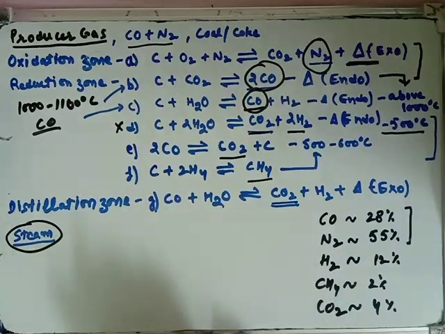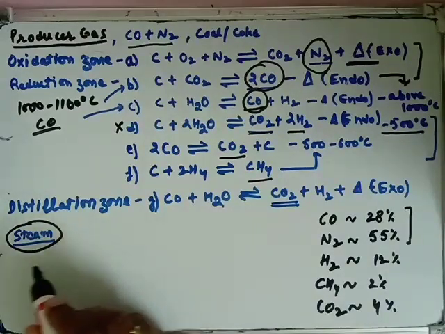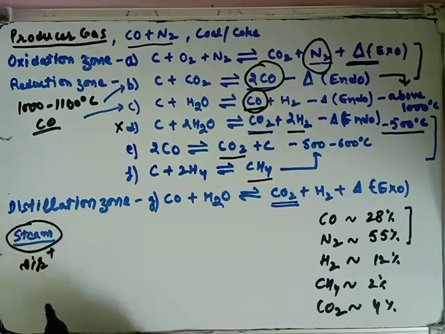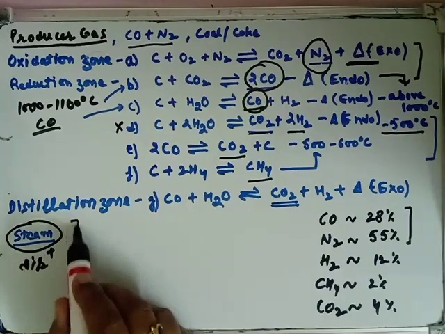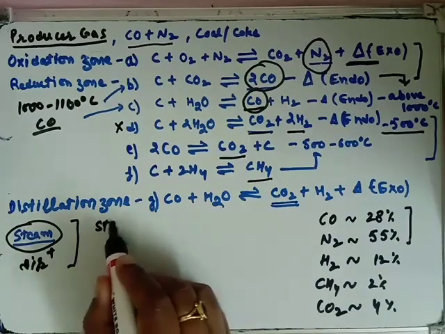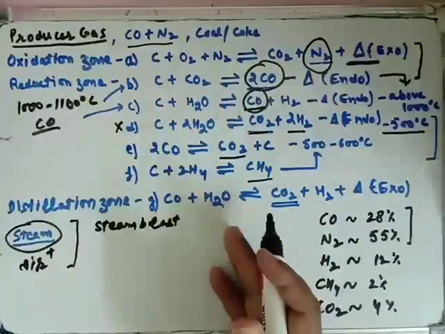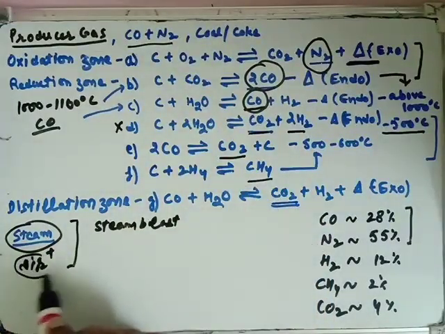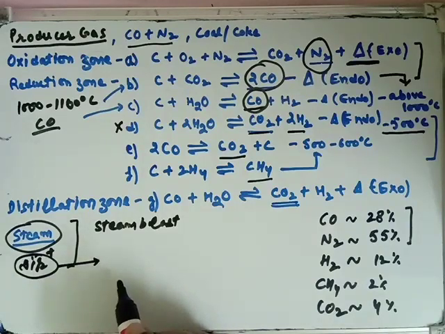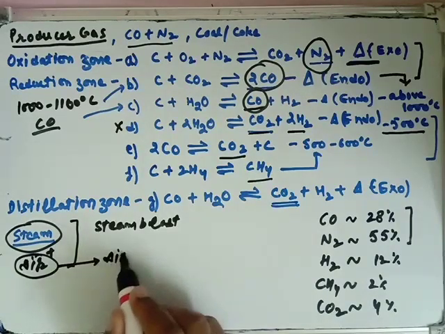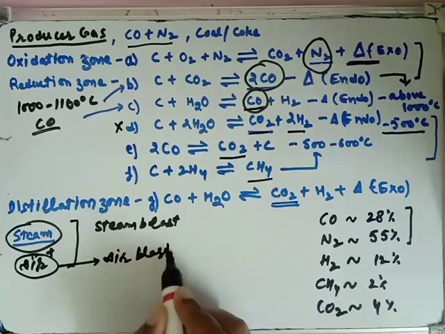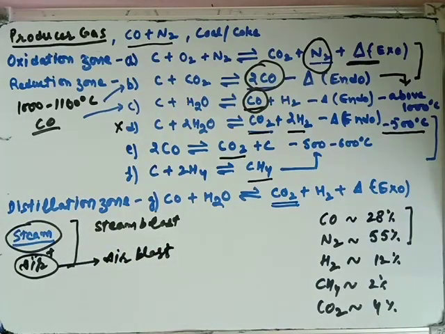Now, it is not the case that producer gas is only produced by passing air and steam, right? If you add air and steam, the gas producer is known as a steam blast. These are all the reactions which happen in the steam blast. But if you add only air in the gas producer, it is known as an air blast. But there are some advantages of adding steam into the steam blast.